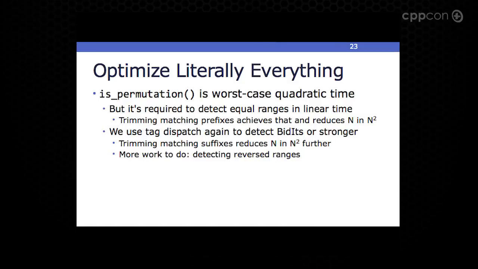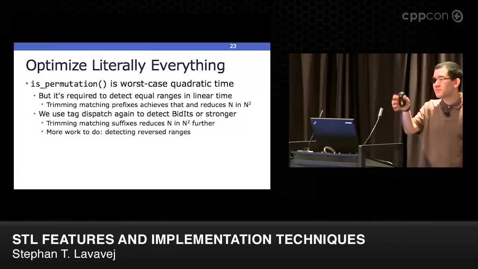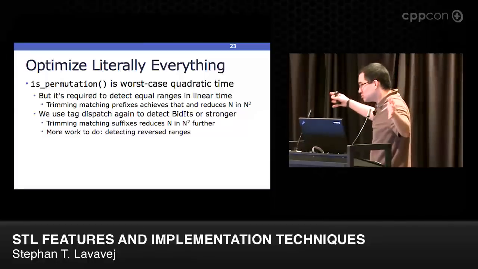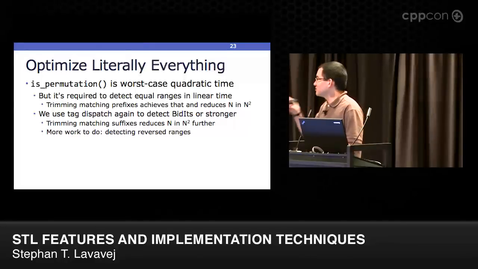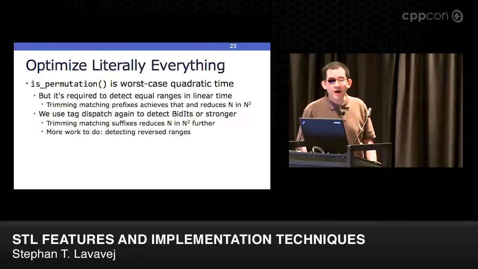We have more tag dispatch, which I've not shown here. And this is not required by the standard. So if you're another implementer, maybe you want to add this optimization. If we detect that both iterators are bidirectional or stronger, we can also compare matching elements at the end and trim them off. That basically reduces the hard work that we need to do to a central core of jumbled elements, and then we count matching elements and all that stuff.